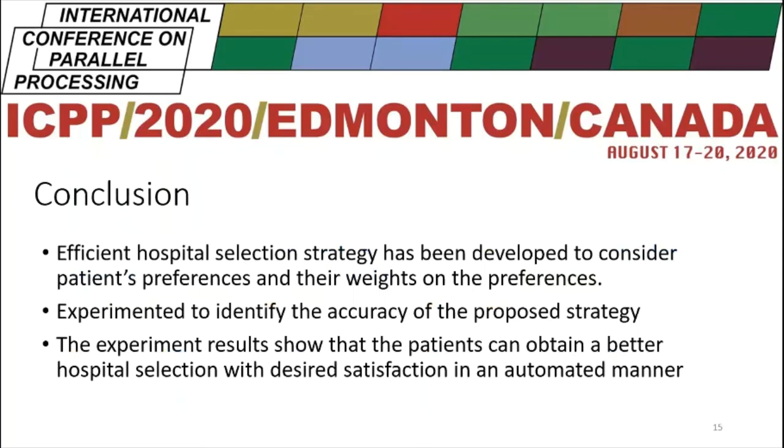So we have made an efficient system for the patients to improve the hospital selection process. We presented and referenced our hospital selection strategy, and with the experiment we found that our automated system performs very similar to the manual hospital selection. We hope that our preference-based hospital selection system can help the patient to find a better hospital with the desired satisfaction.